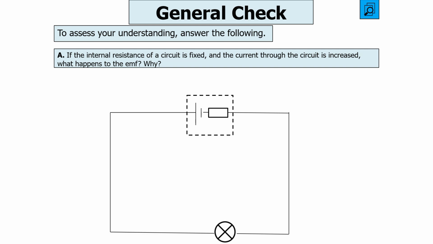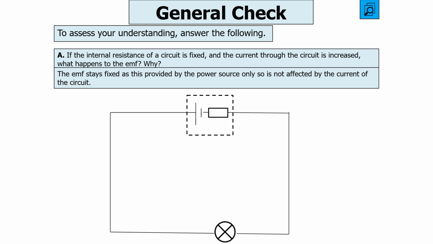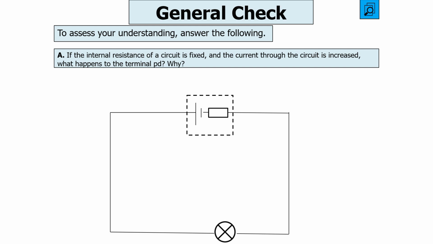So pause the video now, then unpause the video when you want to go through your answer. The EMF stays fixed as it's provided by the power source only, so it's not going to be affected by the current of the circuit. So, if the internal resistance of a circuit is fixed and the current through the circuit is increased, what will happen to the terminal PD, and why?